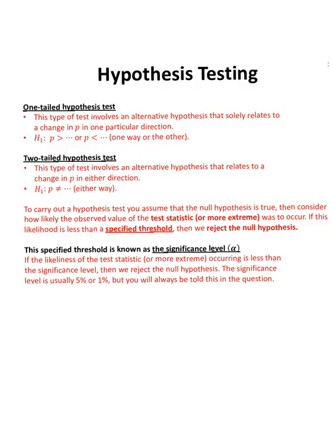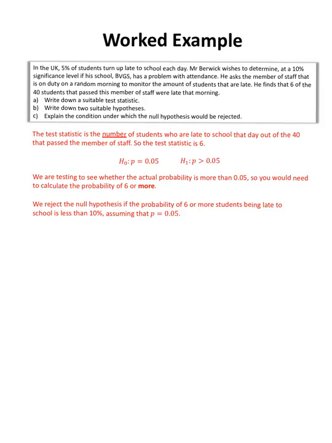The significance levels are usually 5% or 1%, but you will always be told this in the question. In this final example here, we're told that in the UK, 5% of students turn up late to school every day. So that is what our null hypothesis is going to be. That is what we assume to be true. So our null hypothesis, we know straight away, is going to be the probability that they're late equals 0.05, 5%.